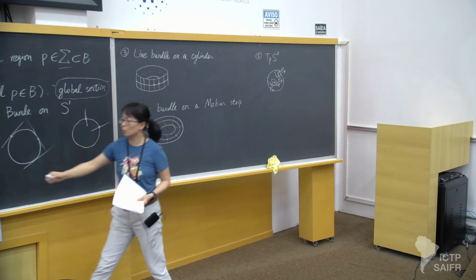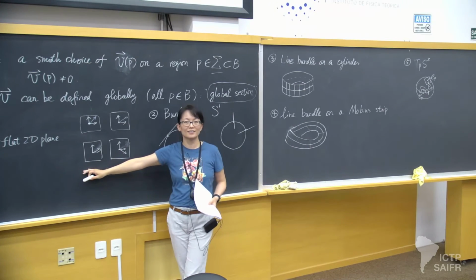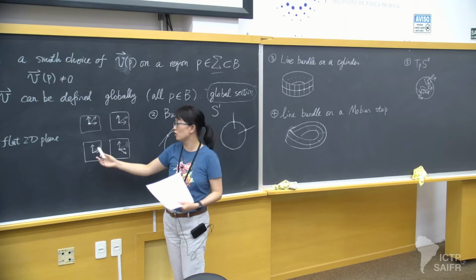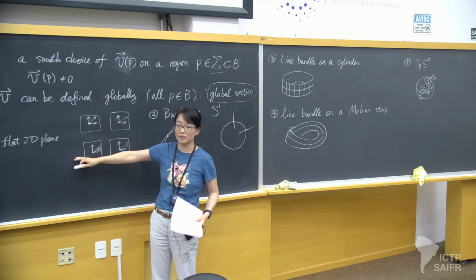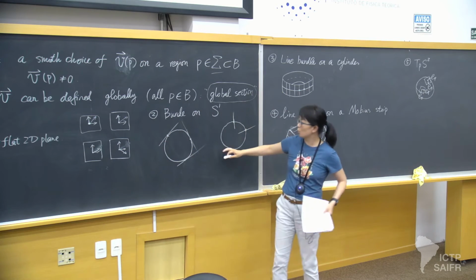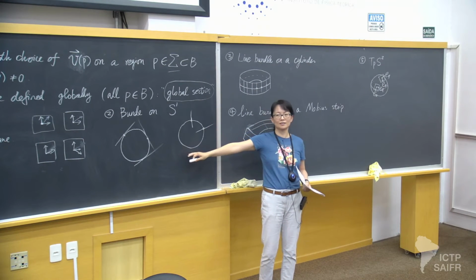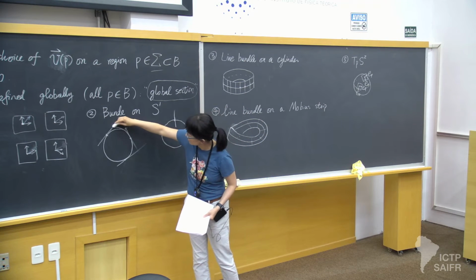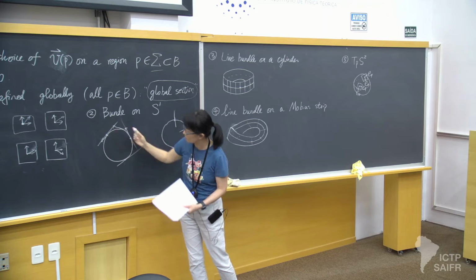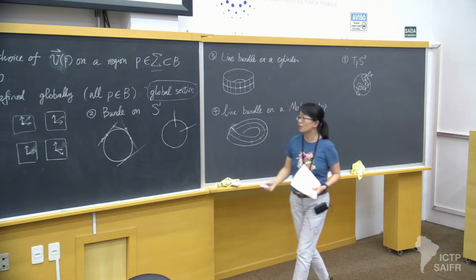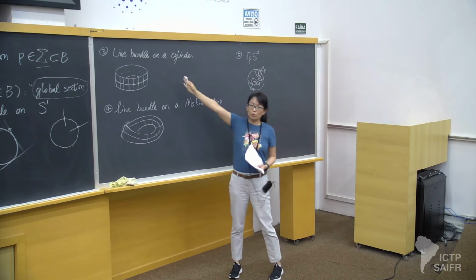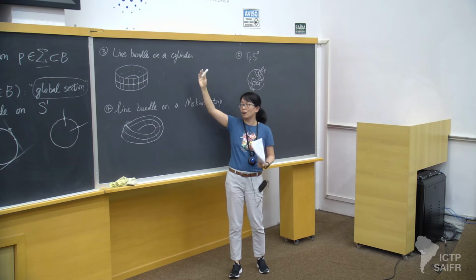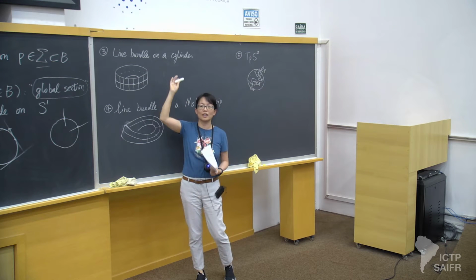Do you have a global section here? You can, right? You can take the same vector on this. Do you have a global section here? You can also do it, right? For example, you can just always go to the left. It's a global section, right? Do you have a global section here? Also you have, right? You can just do a cut, you get a global section.